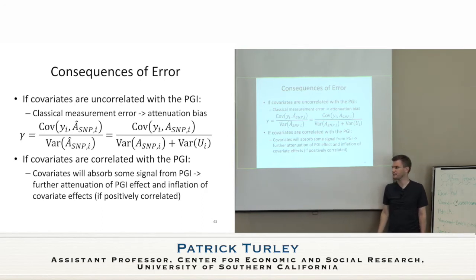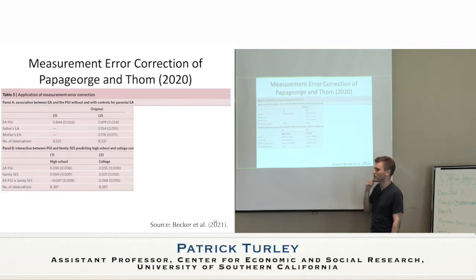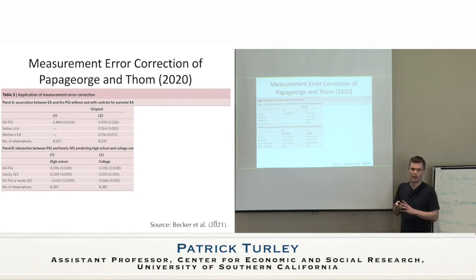Yeah, good question. Sorry, you said that including the covariate will mess up the coefficient in that regression. I'm saying that if the covariate is correlated with the PGI, and the PGI has error, that error will mess up the coefficients. I'm going to give an example. Maybe this will make it more clear. Is that OK? So there's a paper by Papa George and Tom. This example is also in the Becker et al. paper. And they had a bunch of analyses in that paper, but I'm going to focus on two of them.